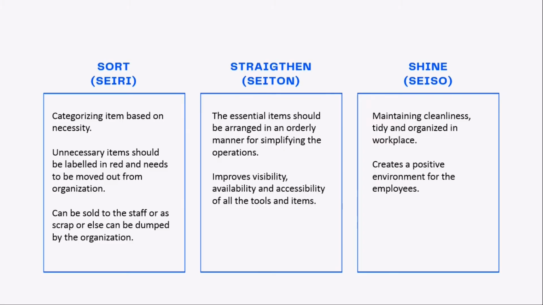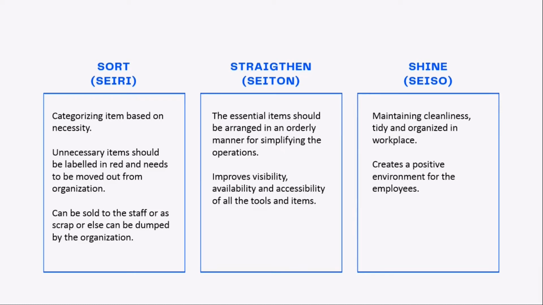The first technique is sort, categorizing items based on necessity. The unnecessary items should be labeled in red and need to be moved out from the organization. They can be sold to the staff or as scrap, or else they can also be dumped by the organization. So when it is not clear whether an item or piece of equipment should be kept or removed, a red tag area will help the team temporarily let go of the items rather than struggle through the decision of discarding or keeping.